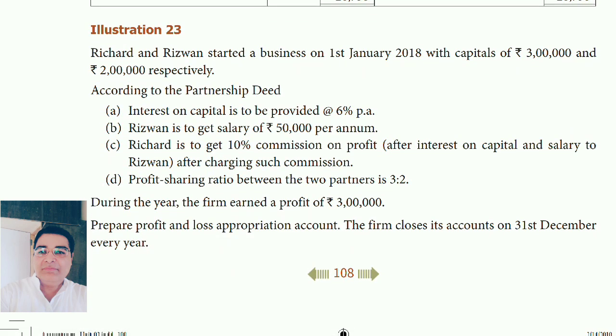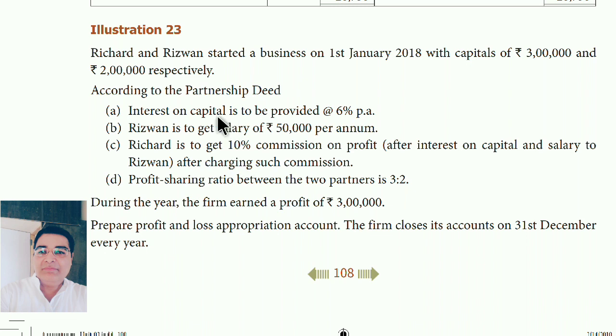Now illustration 23. Very important because it is after charging commission. Before charging commission, the sum is very easy. This is after. So Richard and Rizwan started business on 1st January 2018, with capital of rupees 3 lakhs and rupees 2 lakhs. Interest on capital 6%. Salary 50,000 and 10% commission on profit after interest on capital and salary to Rizwan. After charging such commission, the profit sharing ratio is 3:2. So 3 plus 2 is 5, 3 by 5, 2 by 5. Profit we have to write on the credit side, 3 lakhs.